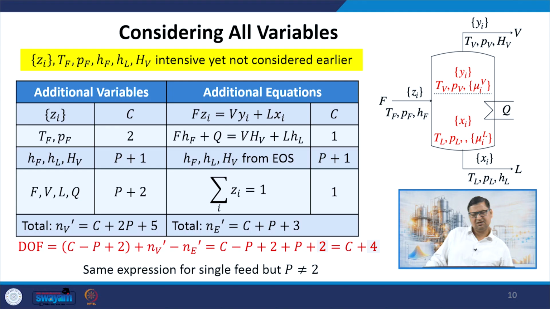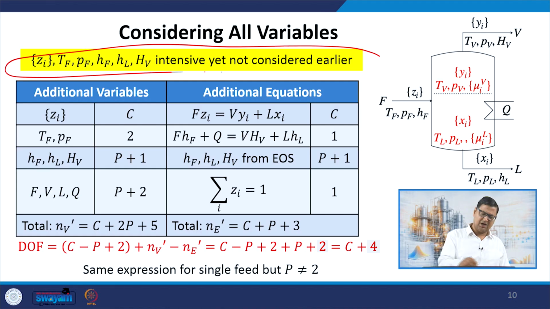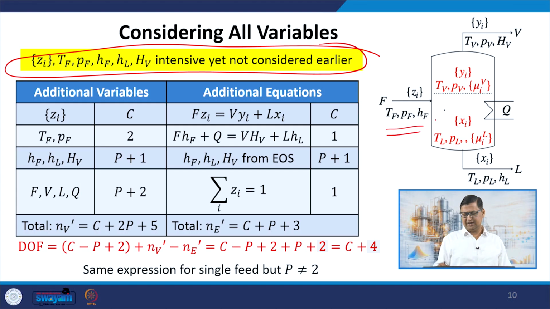Now, let us consider all the variables and try to see what other equations will result. We already have figured out the equations concerning the intensive variables. Now, I am looking at the equations concerning the extensive variables as well, right. So, I will now also consider some of the intensive variables which we have ignored earlier, because I was telling you that I cannot consider them unless we consider the feed, vapor, liquid and the heat supplied, right. So, now I am also considering them.